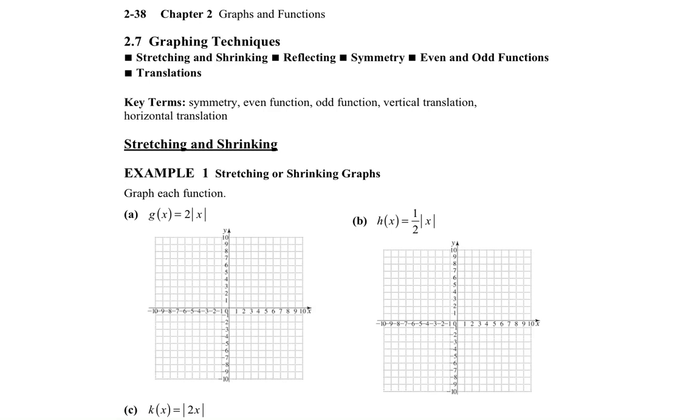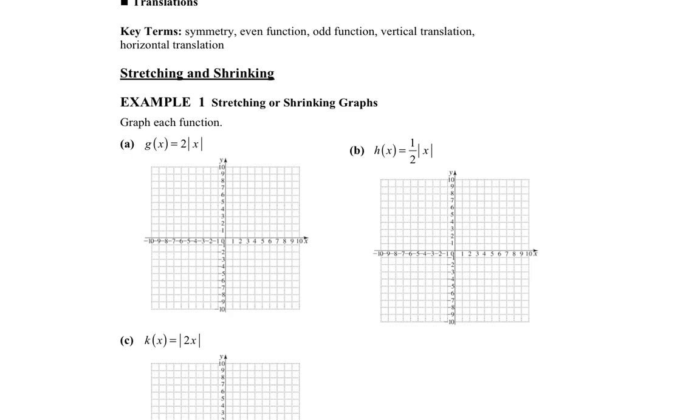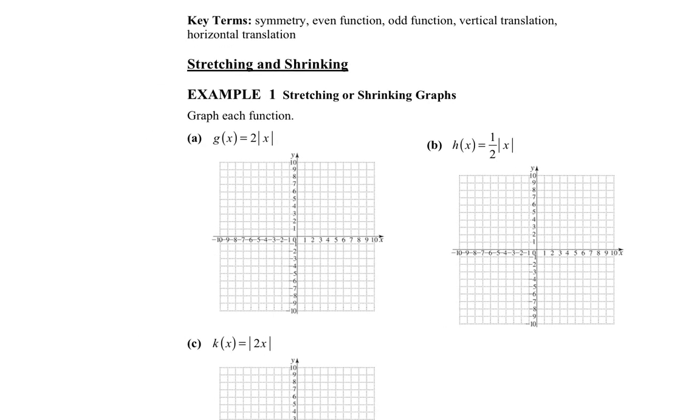All right, so for 2.7, we're going to talk about some graphing techniques. Basically, we're going to look at transformations. So the first thing we're going to talk about is stretching and shrinking. Some of your numbers are going to get bigger and smaller. So first off, let's look at this first example here.